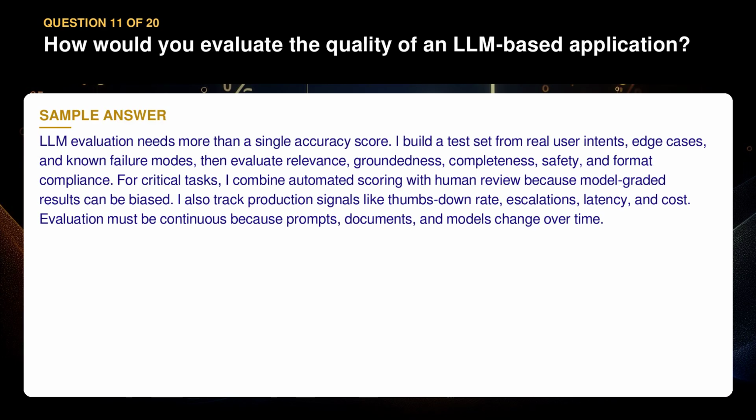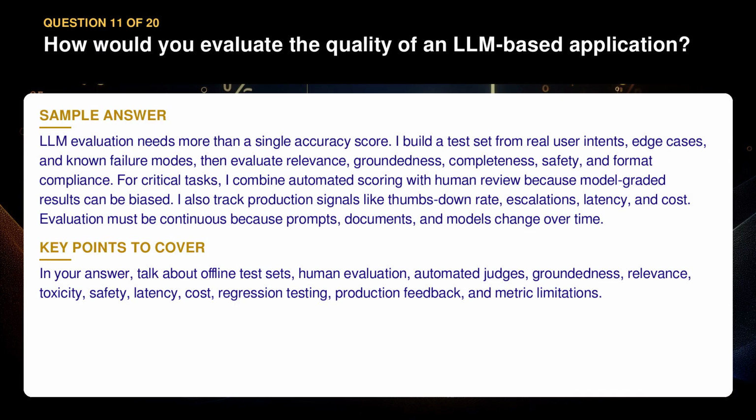safety, and format compliance. For critical tasks, I combine automated scoring with human review because model-graded results can be biased. I also track production signals like thumbs-down rate, escalations, latency, and cost. Evaluation must be continuous because prompts, documents, and models change over time. In your answer, talk about offline test sets, human evaluation, automated judges, groundedness, relevance, toxicity, safety, latency, cost, regression testing, production feedback, and metric limitations.